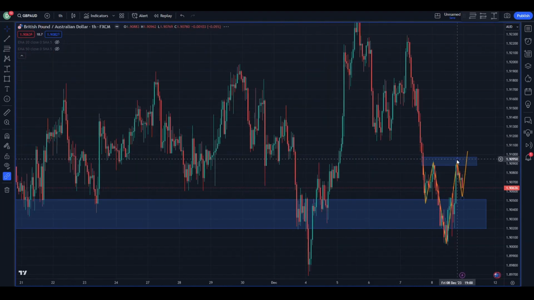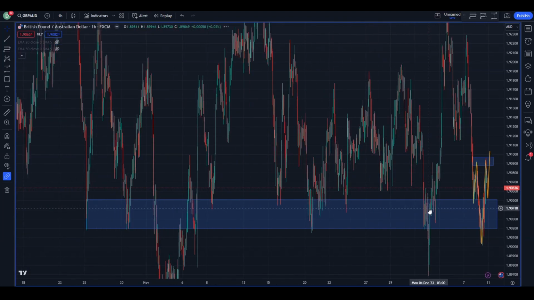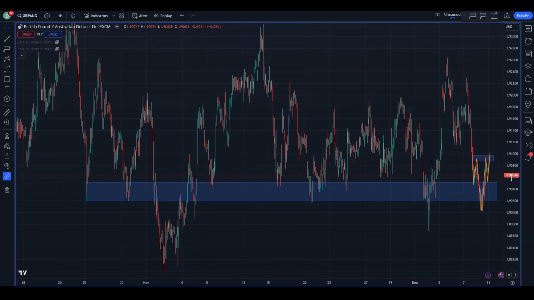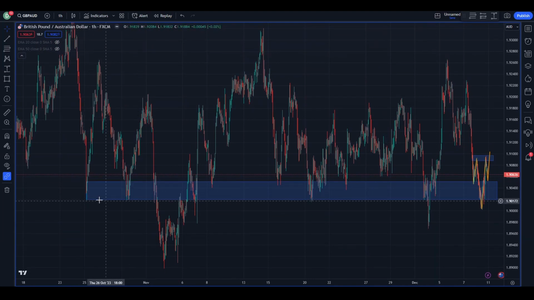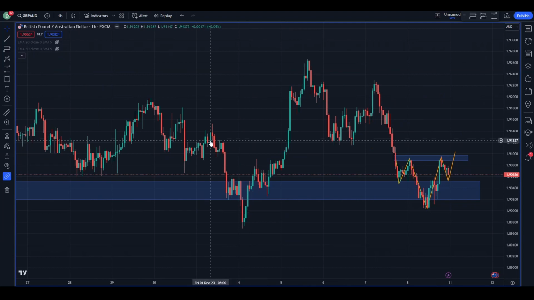If we zoom out, you can notice that over here, this rejection is happening from a very strong support range, which has been formed from all of those low points here, here, and over here. What's even more interesting is that just recently, over here, the price tested this range, even though it dropped significantly below it for a moment. After that, the price produced a huge rejection. And notice, right over here, we got an inverse head and shoulders.